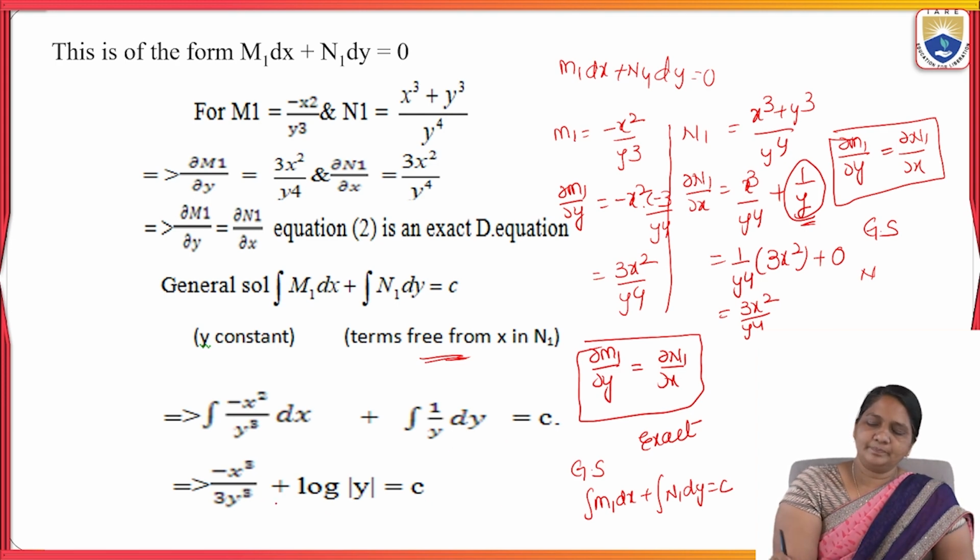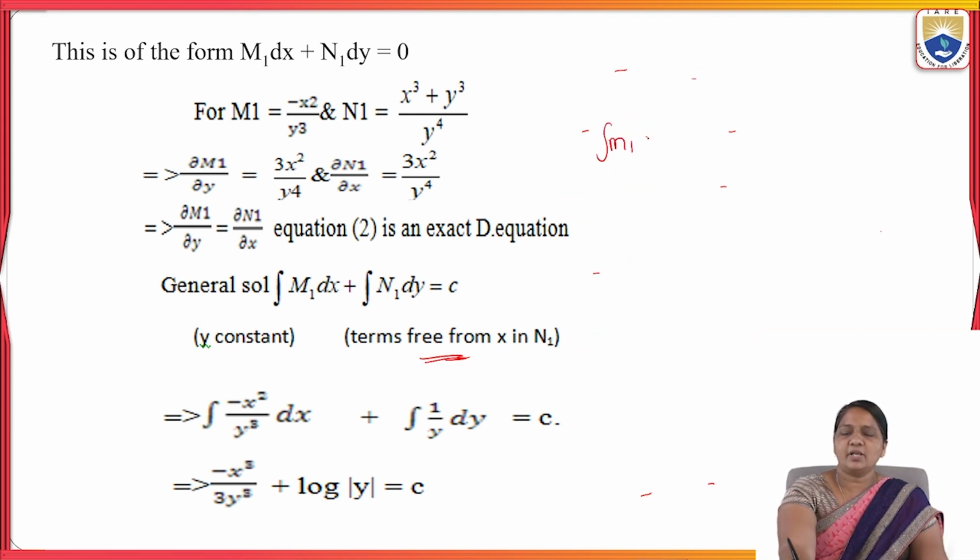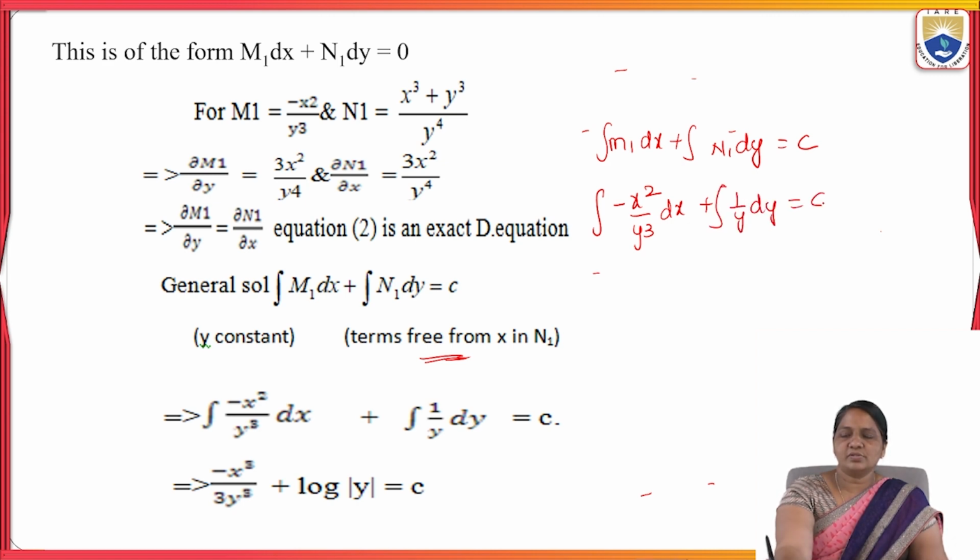So integral m1 dx plus integral n1 dy equal to c. So what is the m1 value? Integral of minus x square by y cube dx plus integral 1 by y dy equal to c. So here with respect to x, 1 by y cube is the constant. Integral x square dx plus integral 1 by y dy equal to c.